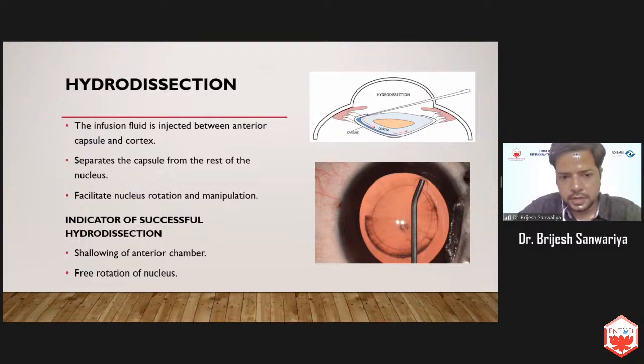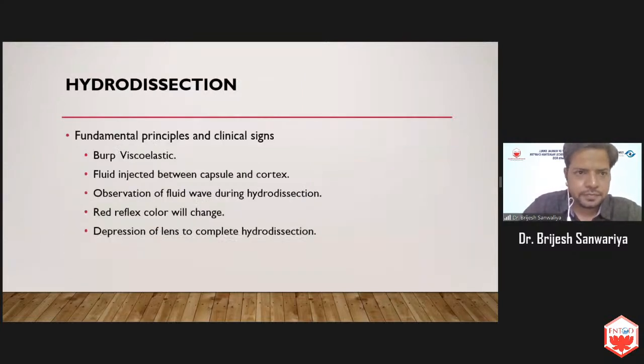What are the indicators of successful hydrodissection? These are the shallowing of the anterior chamber and pre-rotation of the nucleus. We should know the fundamental principles to look for during hydrodissection. We should always burp viscoelastic to create space in the AC before injecting the fluid. Then we should inject fluid between the capsule and the cortex.